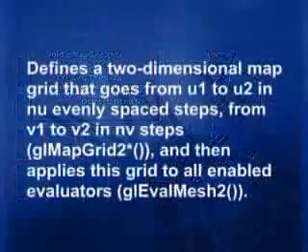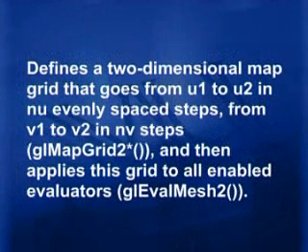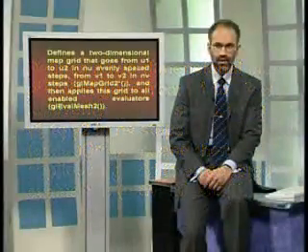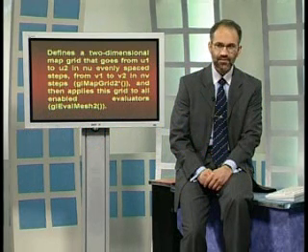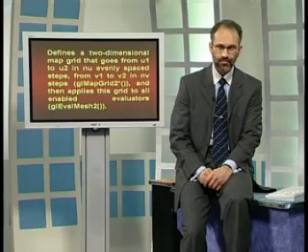Then glEvalMesh2 makes use of a GLenum mode and i1, i2, j1, j2. This defines a two-dimensional map grid that goes from u1 to u2 in nu evenly spaced steps and from v1 to v2 in nv steps. glMapGrid2, and then it applies this grid to all the enabled evaluators using glEvalMesh2.